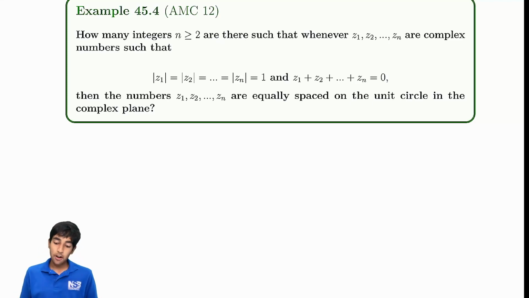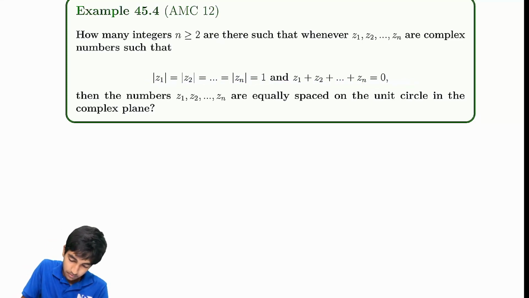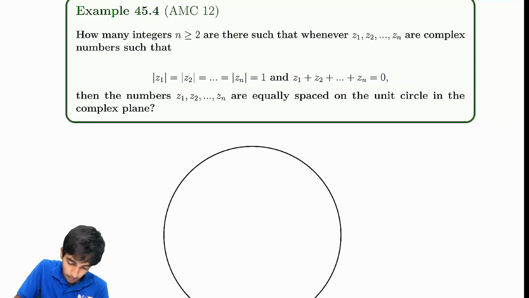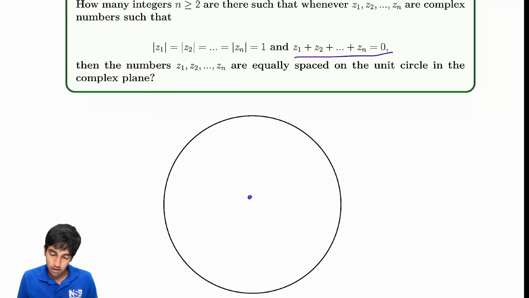Okay, how many integers n are there such that whenever these are complex numbers, we have this? We have to have the sum of all of them be 0. So we obviously need at least 2 complex numbers. One complex number is never going to work, and the other thing is, because each has magnitude 1, it's going to lie on the unit circle. So the sum of all of these is 0, first of all.